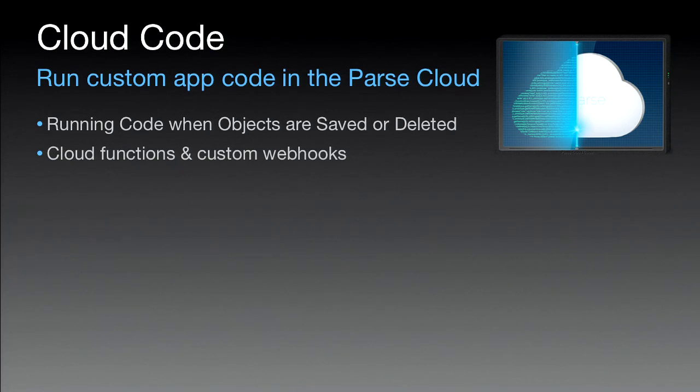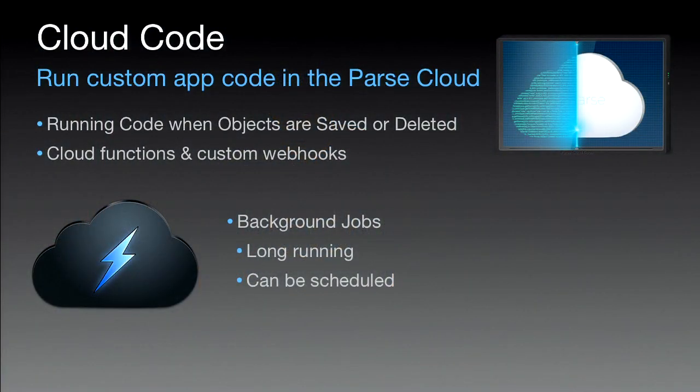For example, you can run code before an object is saved, and this is great for validating the data that is coming in. You can also run code after an object is saved successfully. I like using this to automatically send push notifications to my users whenever someone leaves a new comment on their blog post, for example, or on their photos.